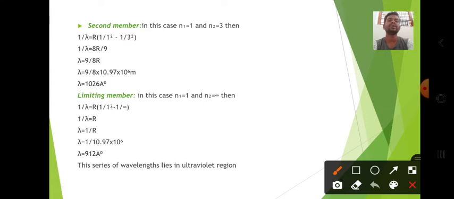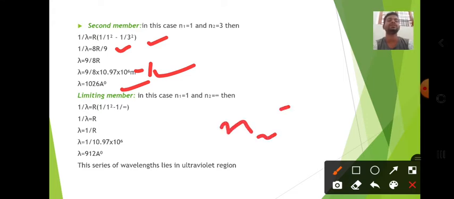So here, substituting the n1 value and n2 value in this formula, we get this. And lambda is equal to 9 by r. Already I have told you the r value is this much, 10.97 into 10 to the power of 6 per meter. It is a meter inverse only, right? And then the lambda value is 1026 angstrom. Next, the limiting member. Limiting means it is the last. What is the n2 value at this point? Infinity.